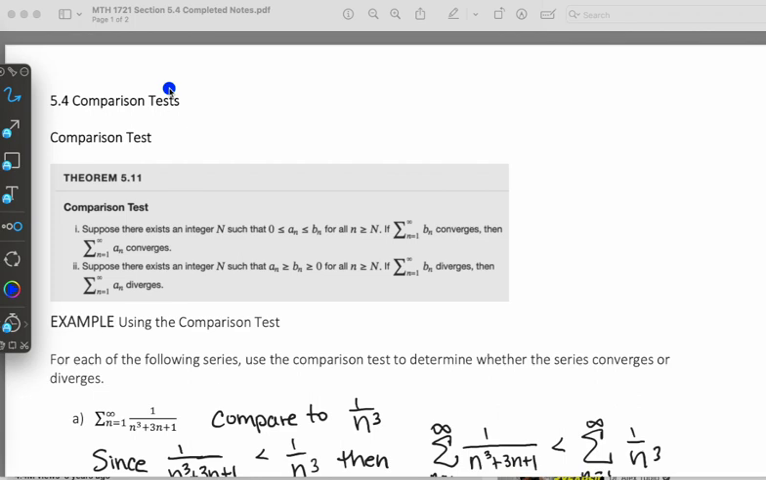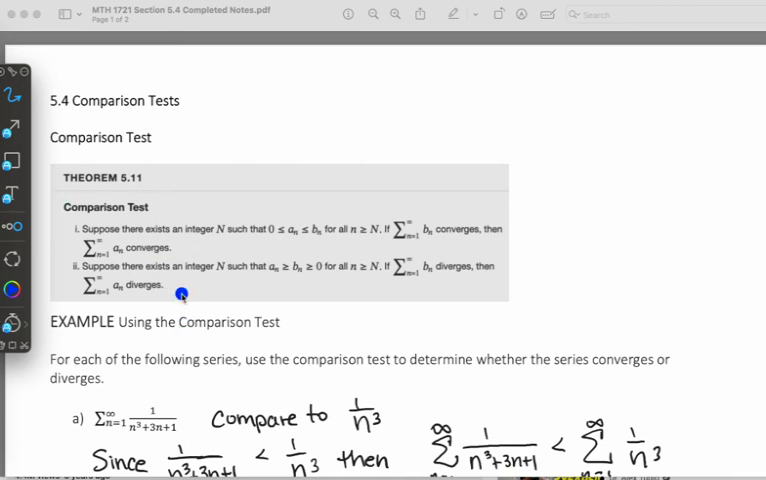And because we're getting more and more familiar with the geometric series and the P series, these are going to be the series that we use for comparison most of the time because we're so familiar with these. So the first theorem we're going to look at is called the comparison test. In this section, we're going to talk about the comparison test and the limit comparison test.